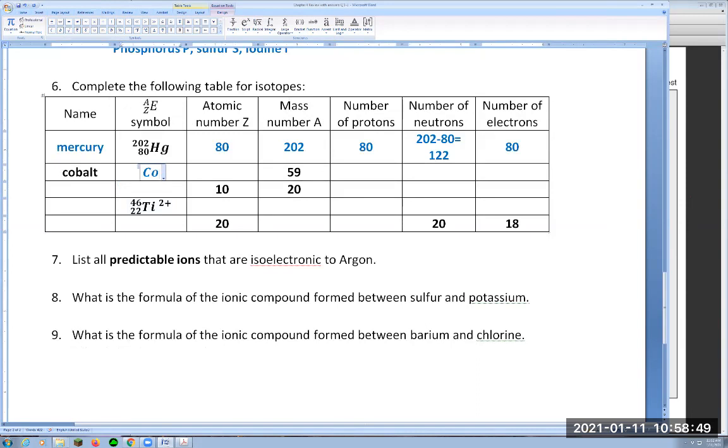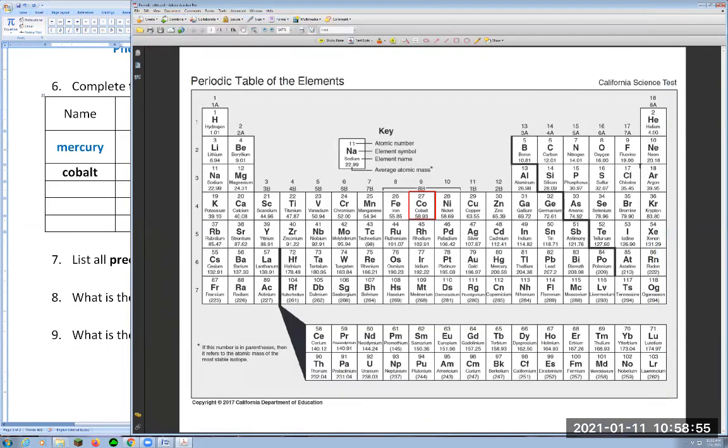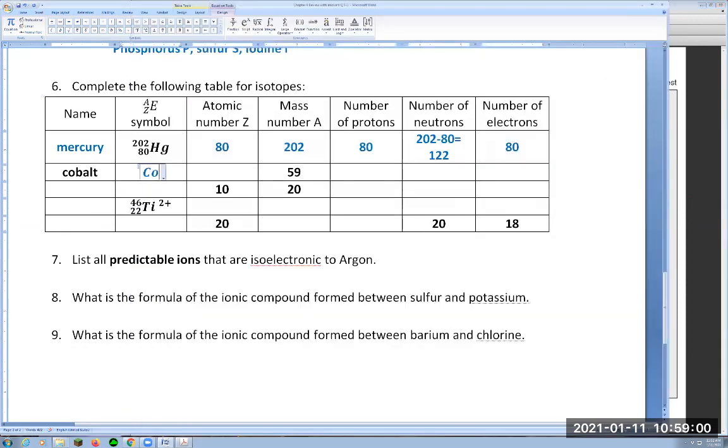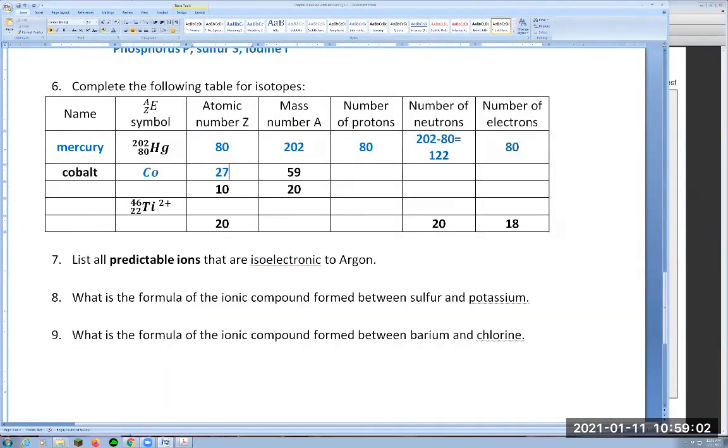So from the periodic table, you can determine the atomic number, right? So let's look at cobalt. The atomic number is the number above the symbol, and that's 27. So here you can write 27. By definition, the atomic number is the number of protons, so we can write number of protons 27. Here it doesn't say that it's an ion, so we also have 27 electrons.